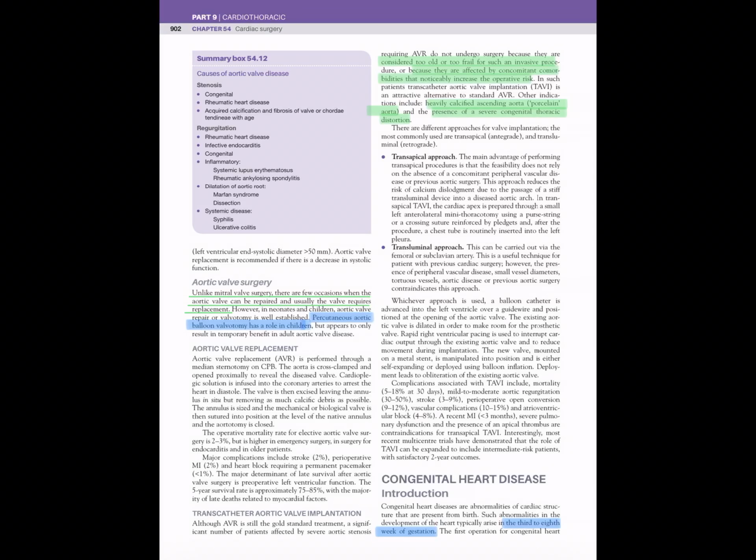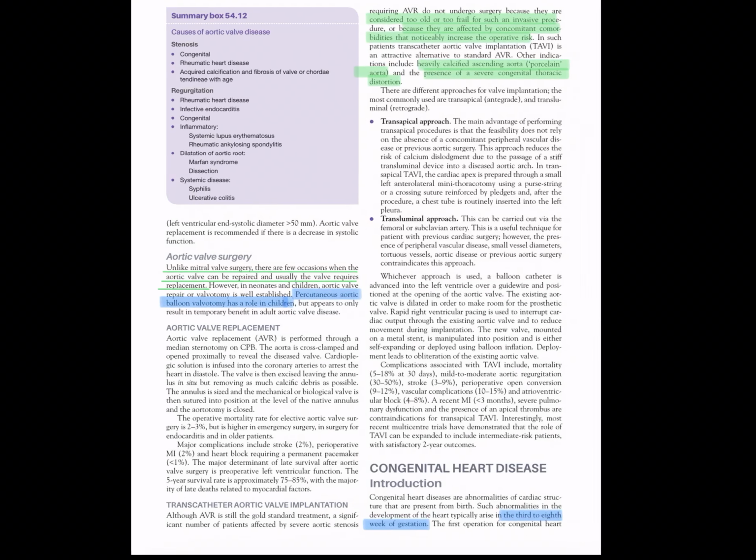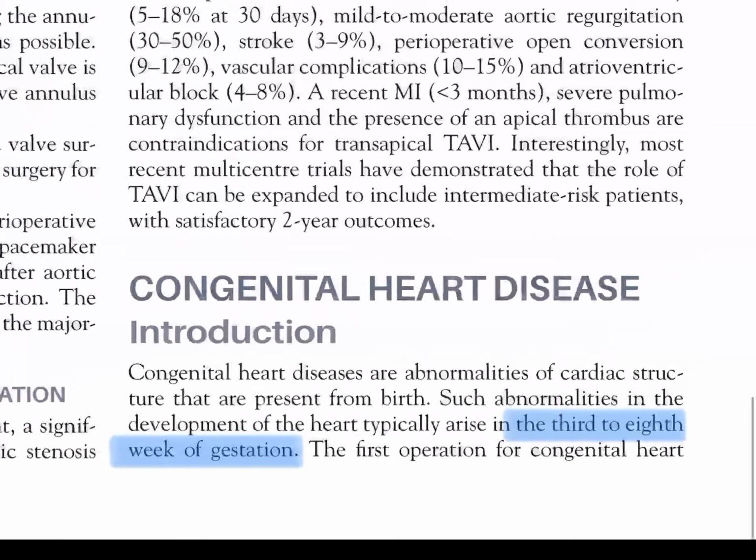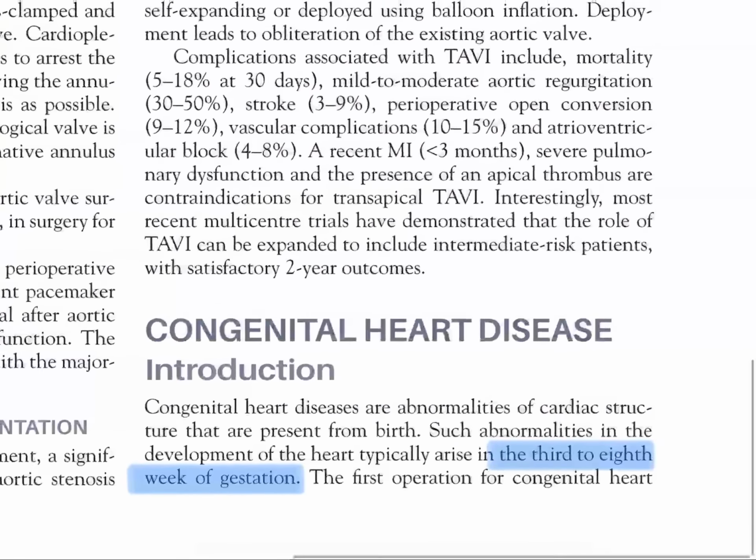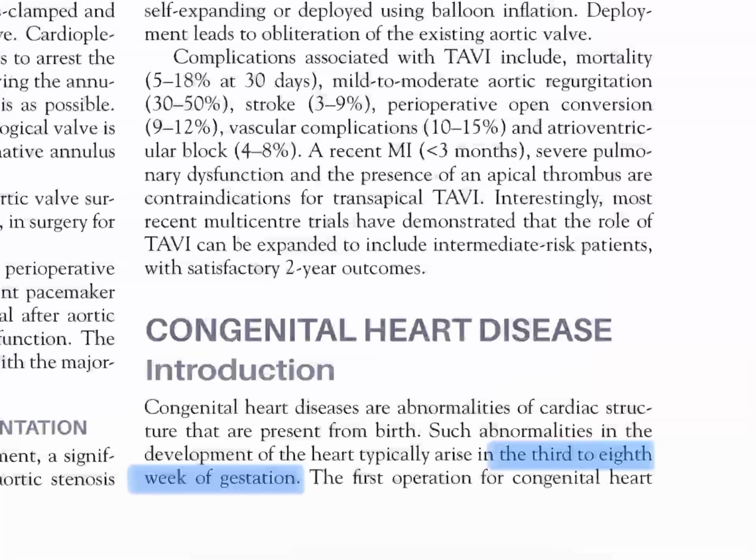Let's start with part 3 of cardiac surgery, congenital heart disease. Introduction. Congenital heart diseases are abnormalities of cardiac structure that are present from birth. Such abnormalities in the development of the heart typically arise in the 3rd to 8th week of gestation.